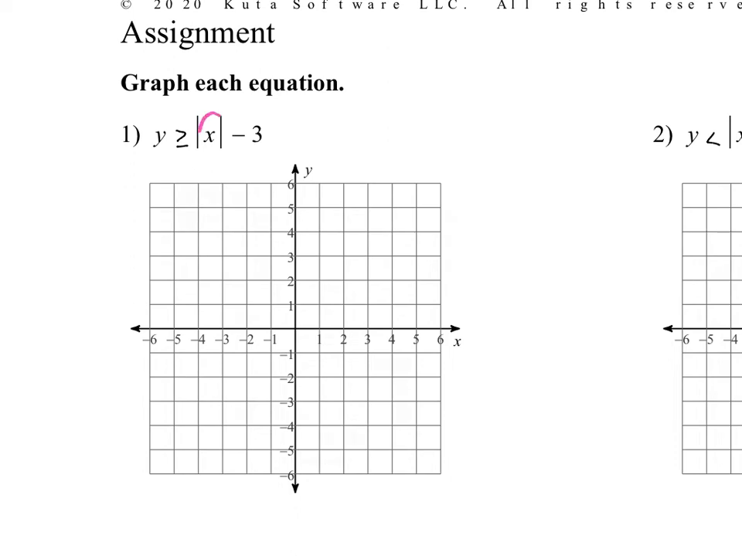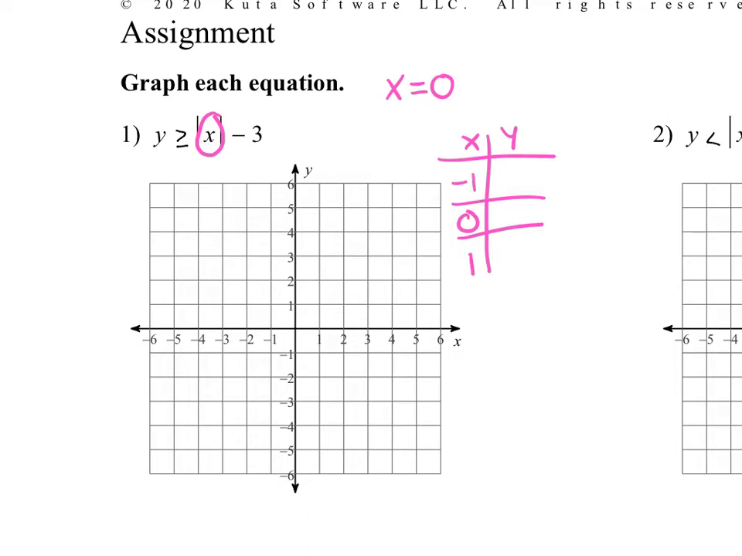First thing we need to do always when graphing absolute values is to take the inside part of the absolute value sign and set it equal to 0. So x is equal to 0. We know this is going to be our middle number that we plug in. So we have our x's and y's. 0 is going to be the middle number. We need a number smaller and a number bigger.